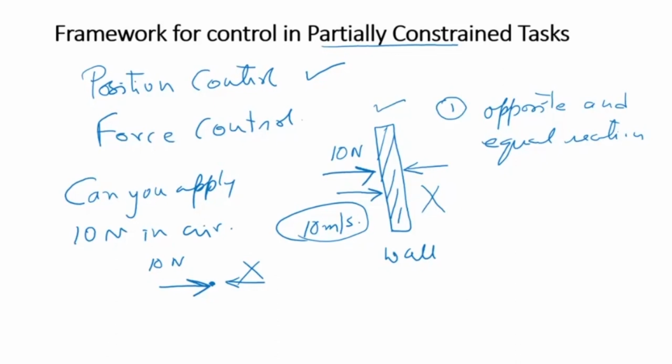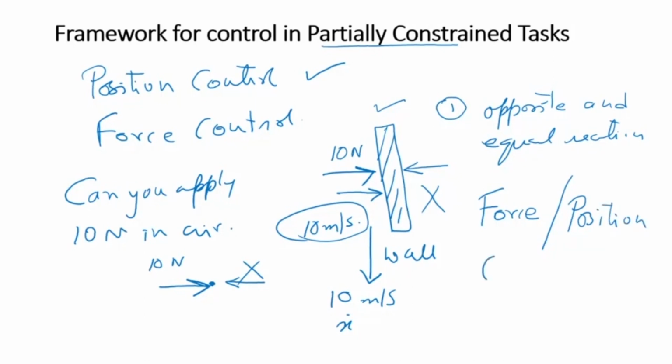But suppose I say you move in this direction with 10 meters per second velocity, so x dot is 10 meters per second. Now can you move? Yes, you can. Why? Because there is no wall, nothing is obstructing you. So this essentially shows that you can have force control, you can apply force, or you can have position, but not both in the same direction. Please note this.